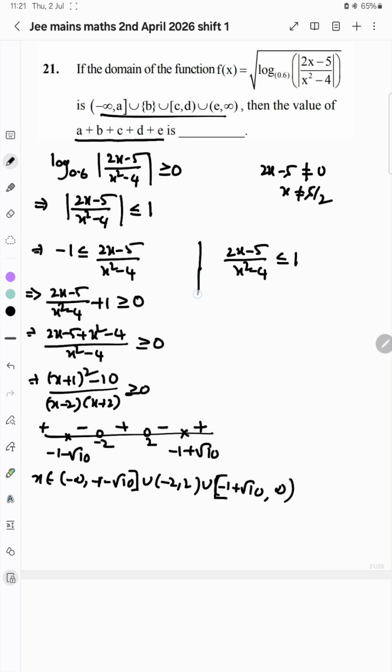Okay, now we have to take the common values finally, from all the conditions. Let's calculate. So this plus 1, if you bring it to this side, (2x minus 5) by (x square minus 4) minus 1 is less than or equal to 0, and let's take LCM here.